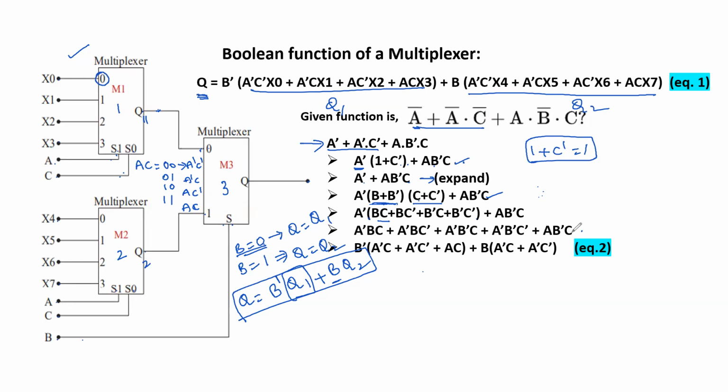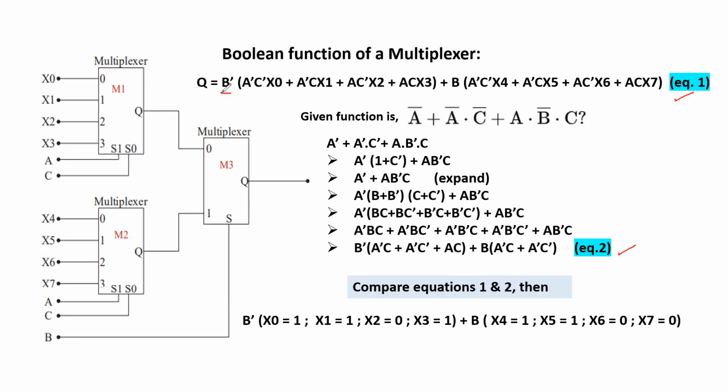Now in this expression, take B dash common and B common. In these three terms, B dash is common. Therefore, A dash C plus A dash C dash plus AC. Similarly, in the first two terms, B is common. Therefore, A dash C plus A dash C dash. So this is the second equation. Next, now we should compare equation 1 and equation 2. Here, this is the B dash, this is B. In the same way, this is also B dash, this is also B.